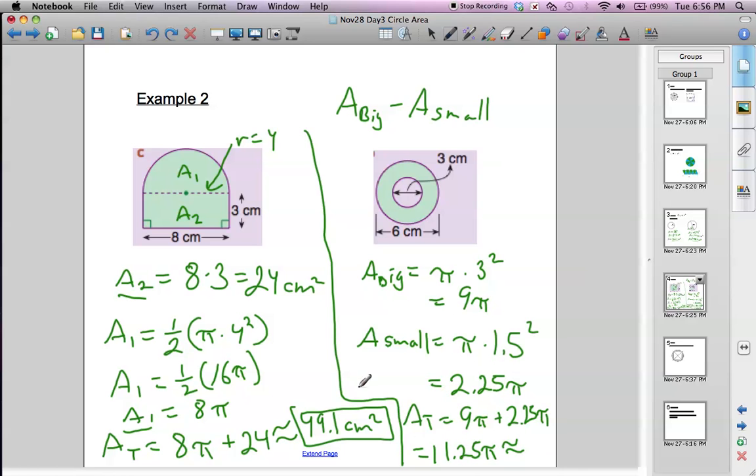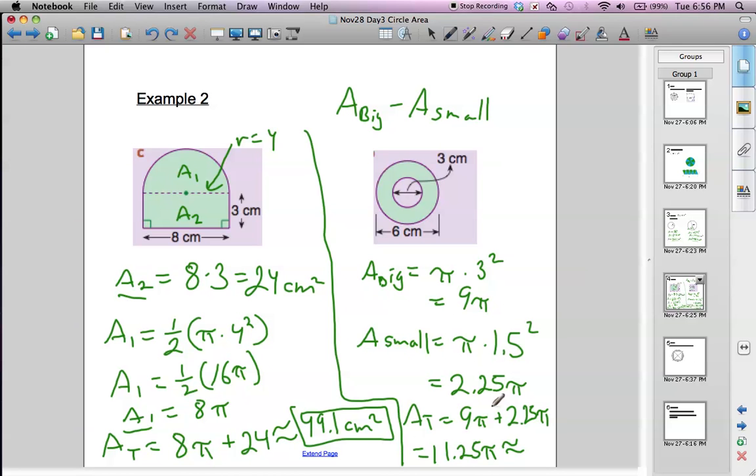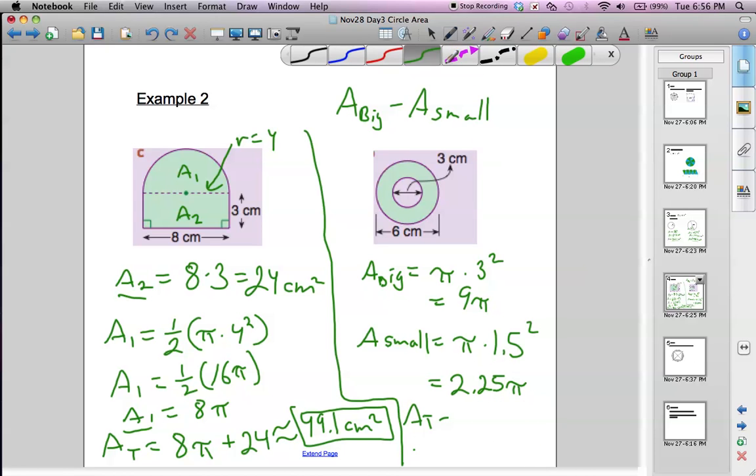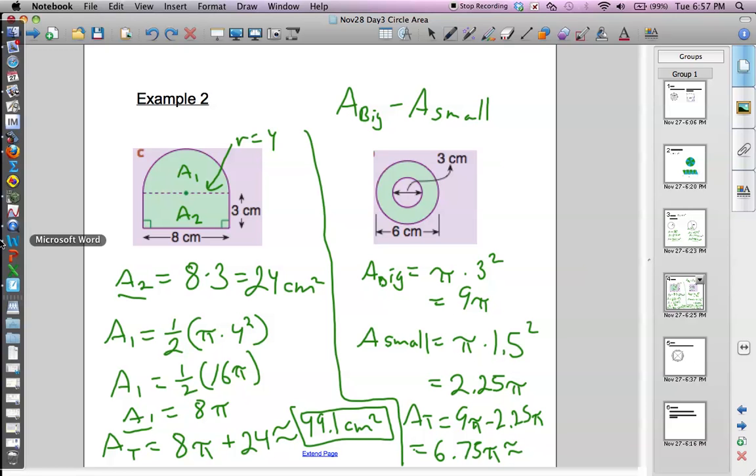Okay, so if you want a decimal approximation, oops, I made a tiny error here. Actually, we have to subtract. So we're going to do, the total area is 9 pi minus 2.25 pi, which equals 6.75 pi. Okay, so that's what we're going to calculate now, 6.75 pi.